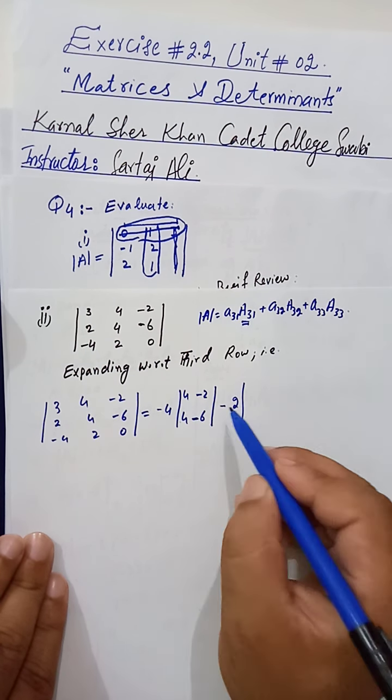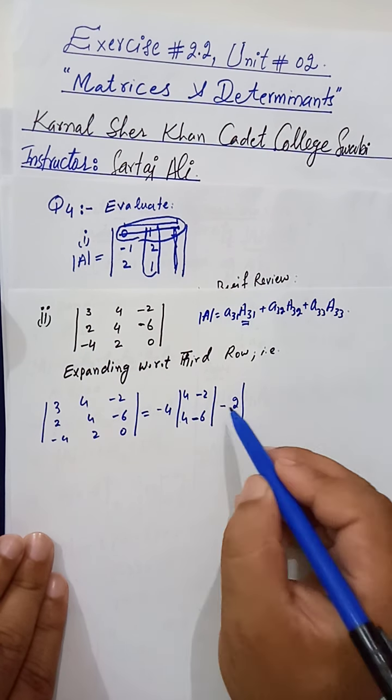This capital A32 is equal to minus times M32. So M32 means to cancel out the third row and second column and take the determinant of the rest of the matrix. Now plus, this will be minus 2, and this will be equal to M33, this capital A33. So cancel out the third row and third column and take the determinant of the rest. So you will get this.